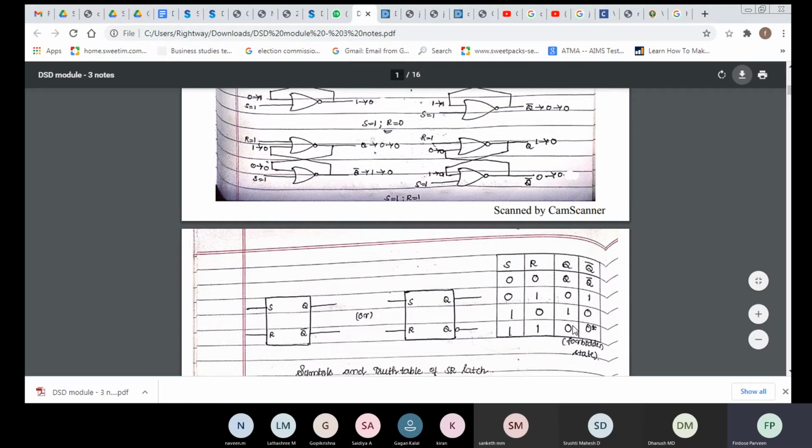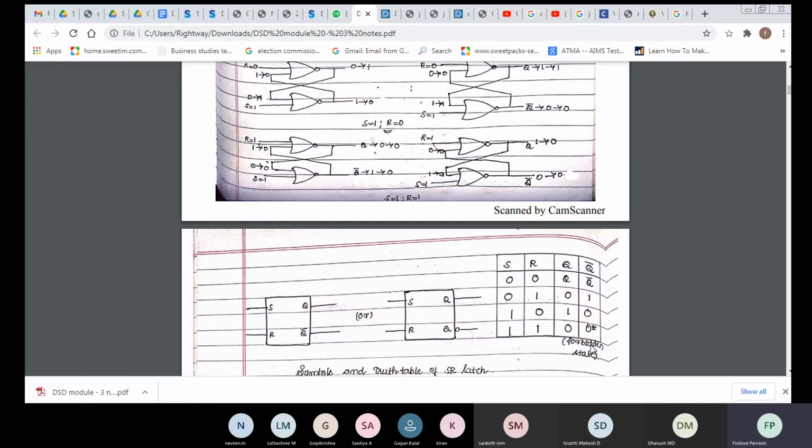Why? Because if this is 0, it should be 1 actually. 0, 0 cannot be, because this is Q and this is Q bar. So what do we call it? We call it a forbidden state. This truth table you need to remember.